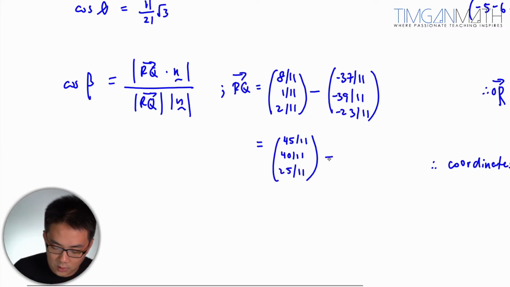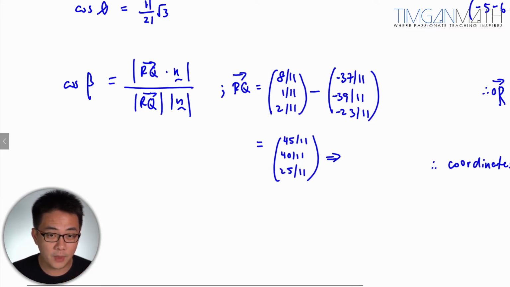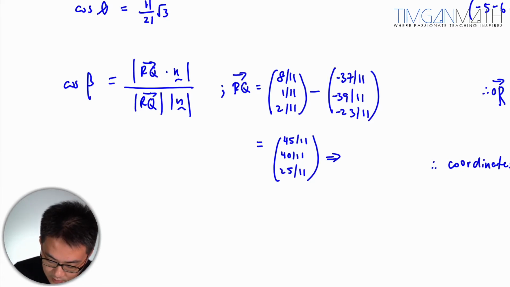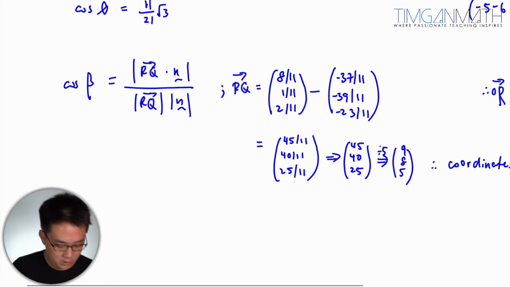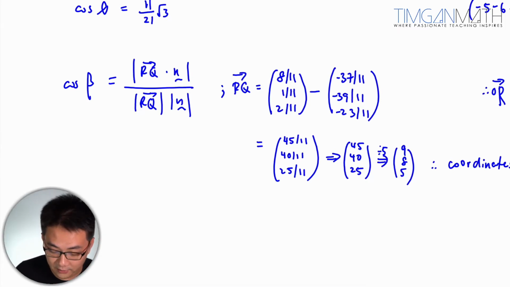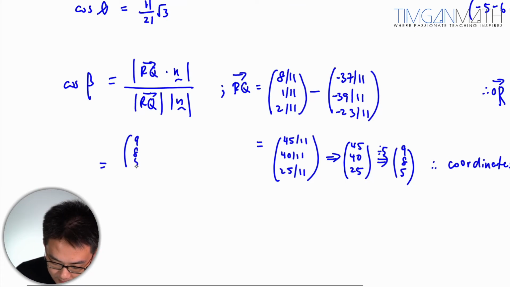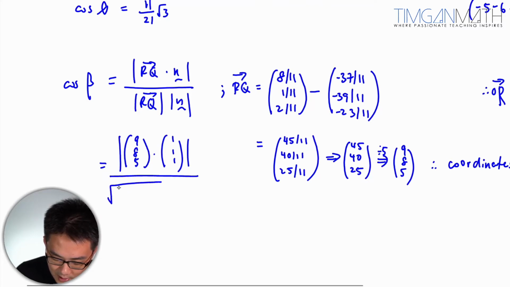Okay. So RQ is actually 45 over 40 over 25, and because you just need a direction vector, I could simplify it first by dividing by 5, I guess. 45 divided by 5 is 9, 40 divided by 5 will be 8, and this will be 5. So actually I could just use 9, 8, 5. It really is the same, so I'm just going to use 9 square plus 8 square plus 5 square, over 1 square plus 1 square plus 1 square.